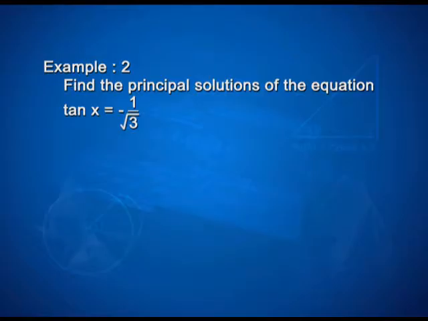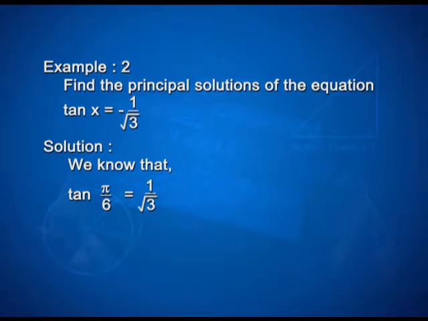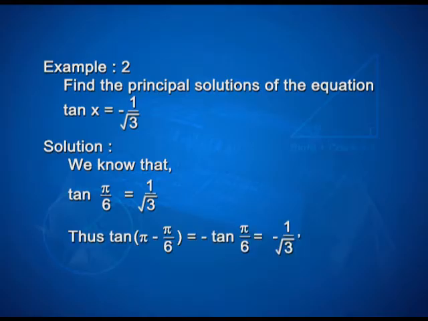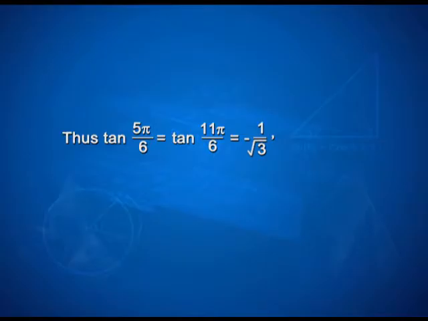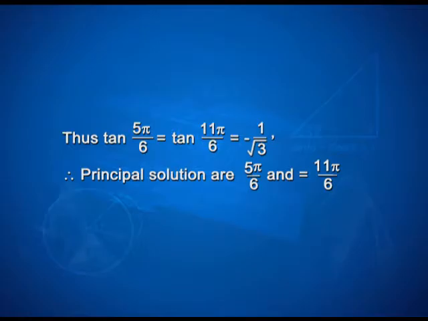Let us take one more example. To find the principal solutions of the equation tan x is equal to minus 1 upon root 3. We know that tan pi upon 6 is equal to 1 upon root 3. Thus, tan of pi minus pi upon 6 is equal to minus tan pi upon 6, that is equal to minus 1 upon root 3. And tan of 2 pi minus pi upon 6 can be written as minus tan pi upon 6, that is equal to minus 1 upon root 3. Thus, tan 5 pi upon 6 and tan 11 pi upon 6 are equal to minus 1 upon root 3. Therefore, the principal solutions are 5 pi upon 6 and 11 pi upon 6.